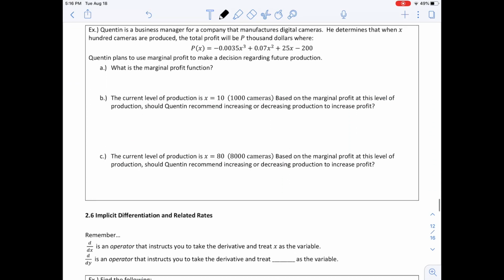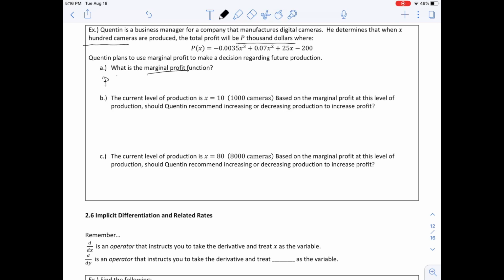The next example says Quentin is a business manager for a company that manufactures digital cameras. He determines that when x hundred cameras (our units are x hundred cameras) are produced, the total profit will be P thousand dollars, where P of x is equal to a function. Quentin plans to use the marginal profit to make a decision regarding future productions.